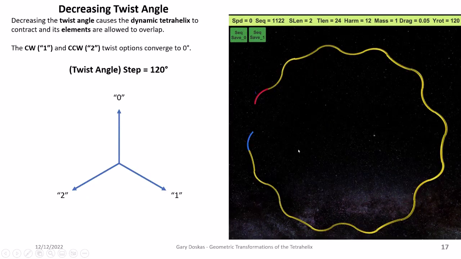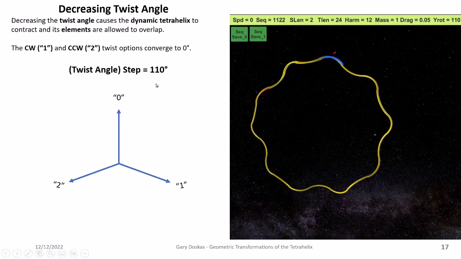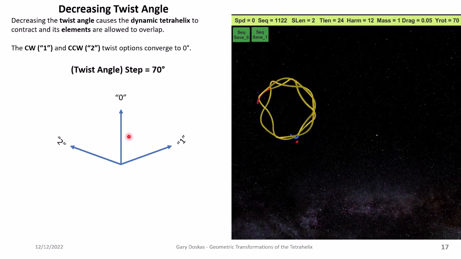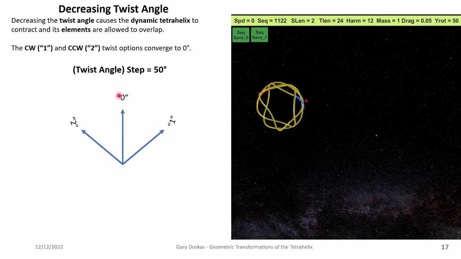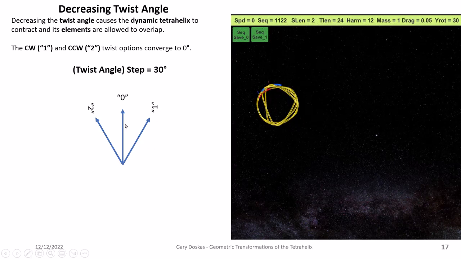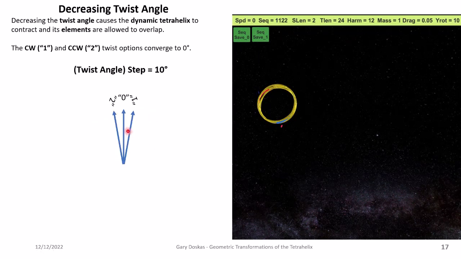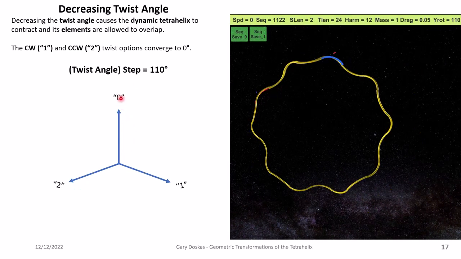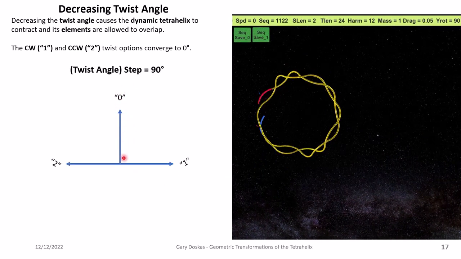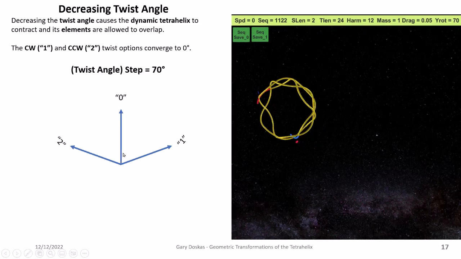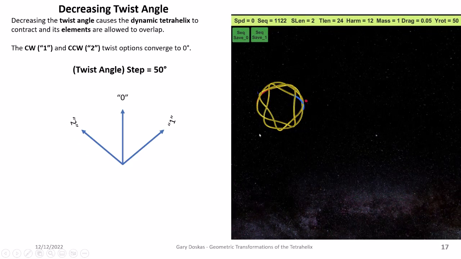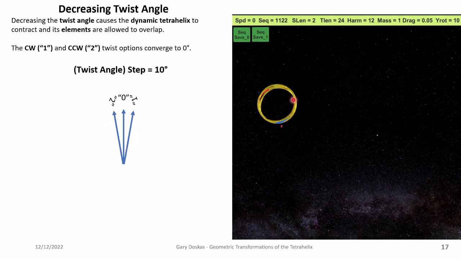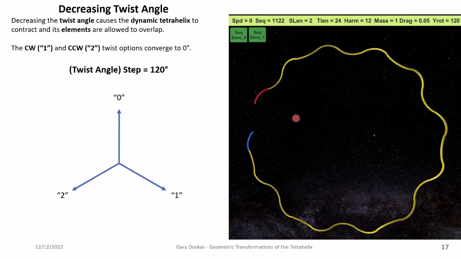This next animation now is just a decreasing angle illustration. I'm using arcs in this case to give more clarity of the overlap as it creates these smaller structures. And in this case, the counterclockwise and clockwise twist options converge towards a 0 degree angle. And in fact, at 0 degrees itself, you notice this whole structure converges down to a tightly packed ring, which will happen to any loop tetrahelix at 0 degrees.